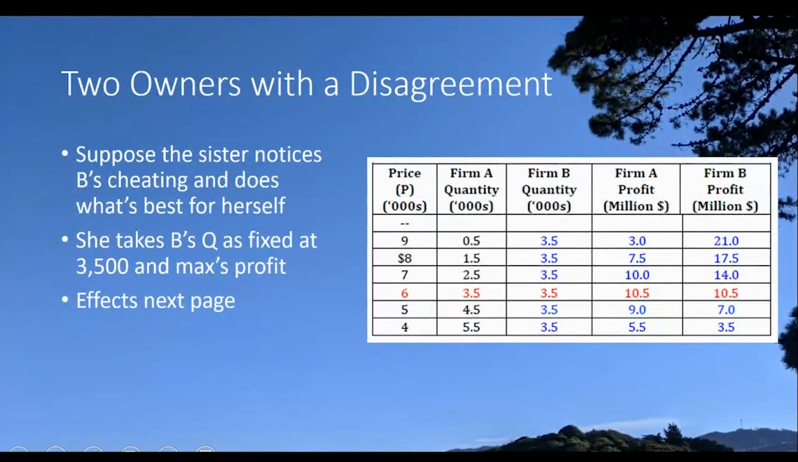Now, let's go back to our story of the monopoly and the diamonds. Let's suppose the sister notices that B, her brother, is cheating, and decides, well, forget it. If he's going to increase his output to 3.5, let's say she's figured that out, he's increased his output, lowered the price to $7,000, cost her money.